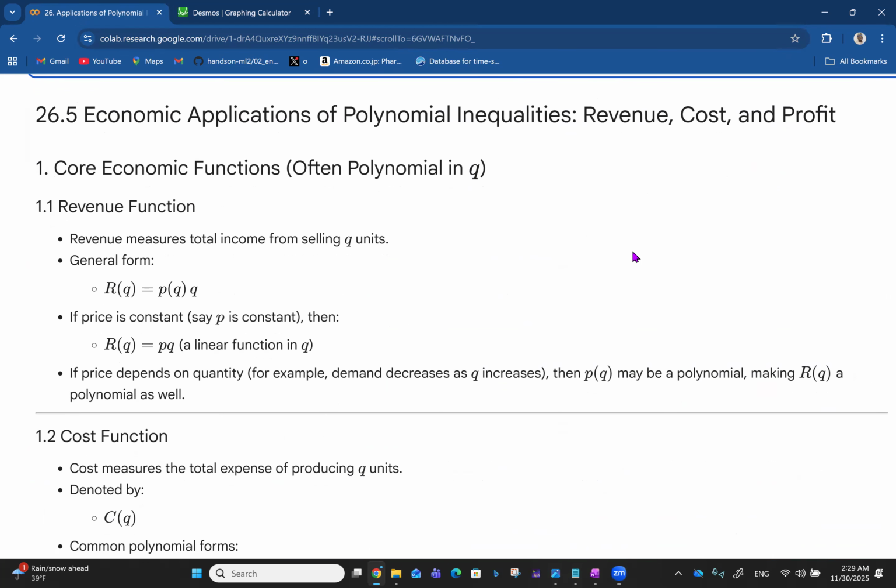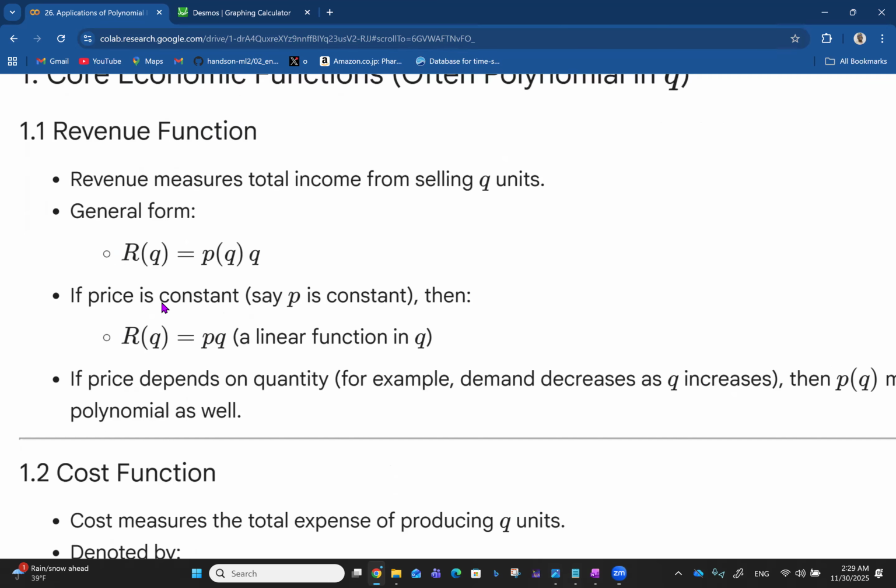Now we have that economic applications of polynomial inequalities can also be done in this sphere. So here we're talking about revenue, cost, and profit, for instance. So imagine core economic functions, often polynomial in terms of Q, that's quantity of goods produced. So imagine you have a revenue function. Revenue measures total income from selling Q units. And the general form can be something like R of Q.